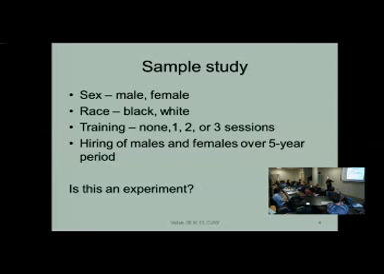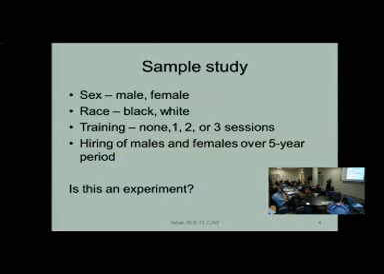So when you're reading titles, you can tell what they're about. You can identify, in large part, especially if it's a psychology article, what the independent and dependent variables are. Now, here's a study I'm making up. It looks at males and females, blacks and whites, training of none, 1, 2, or 3 sessions, and this is training in hiring. The people who are being trained are males and females, blacks and whites.